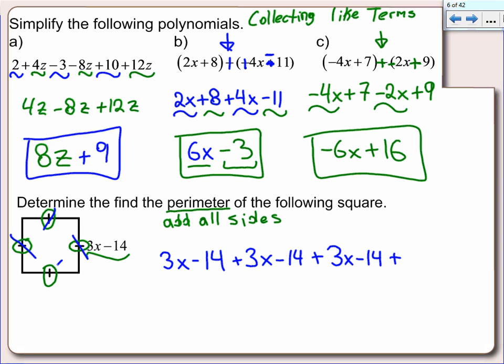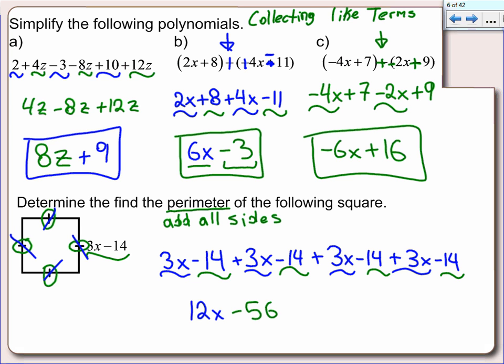Our like terms are going to combine, so letters go with letters. So 3x plus 3x plus 3x plus 3x would give us 12x. And then all of our minus 14s are going to go together because they don't have any letters with them. So minus 14, minus 14, minus 14, minus 14. That will give us minus 56. So the perimeter is 12x minus 56. And that's our final answer.